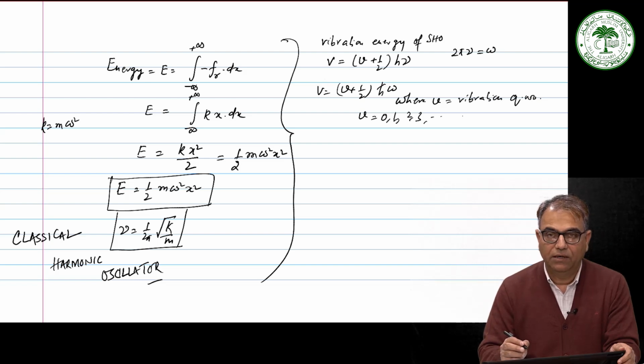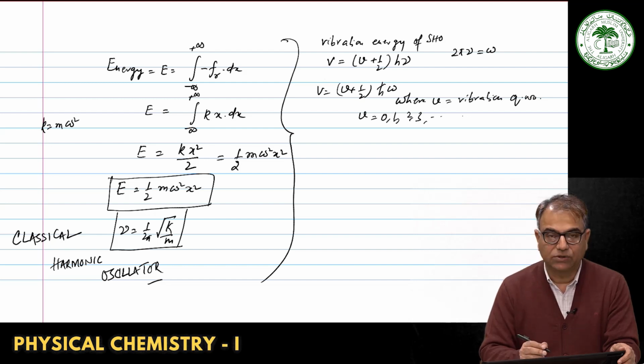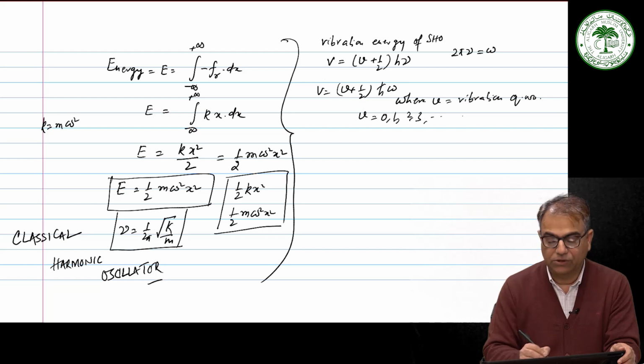For a classical harmonic oscillator, the energy which you obtain is 1 by 2 m omega square x square, or 1 by 2 k x square, whatever you say. Both are equally valid equations. So, what will happen?